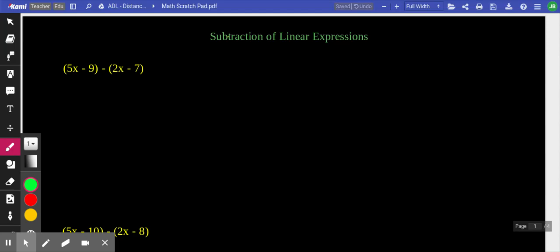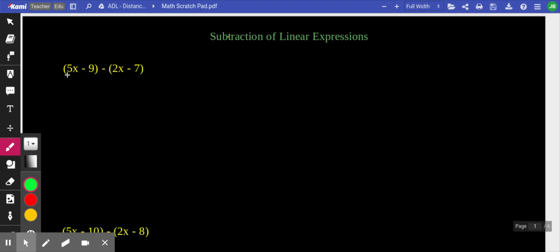So now we're going to take a look at subtracting linear expressions. We've previously discussed how to add two linear expressions together. Now we're going to take a look at what happens when this middle operation becomes subtraction. So I'm going to start again, as I did before, with a very concrete visual method.